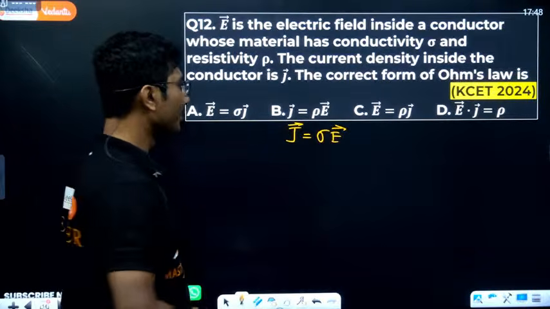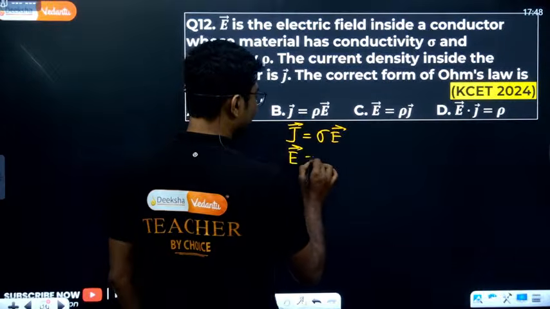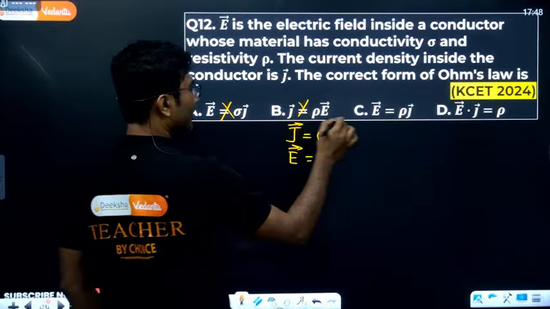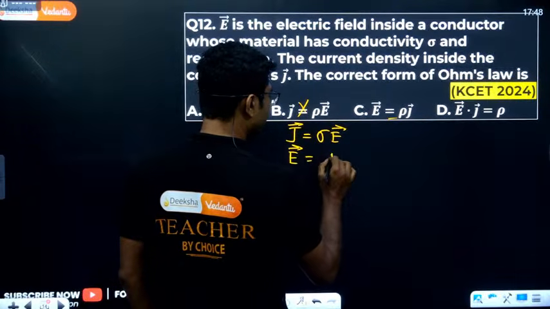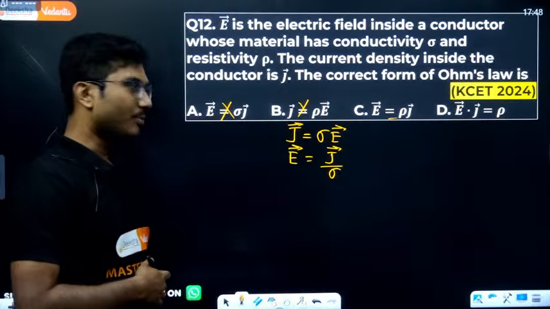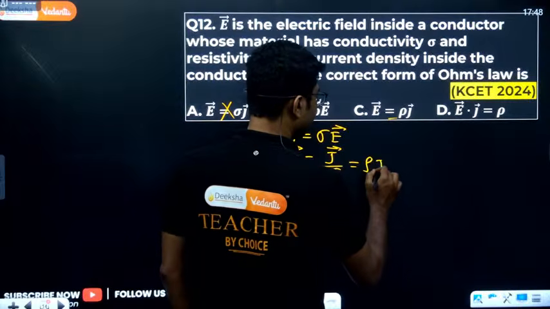So, how to figure it out? Let's try to find out what is E. Obviously, this is not correct. This is also not correct. Possibly this or this can be correct. So, let's find out what is E. E is equal to J upon sigma. Now, 1 upon sigma is resistivity. So, it will be rho J.